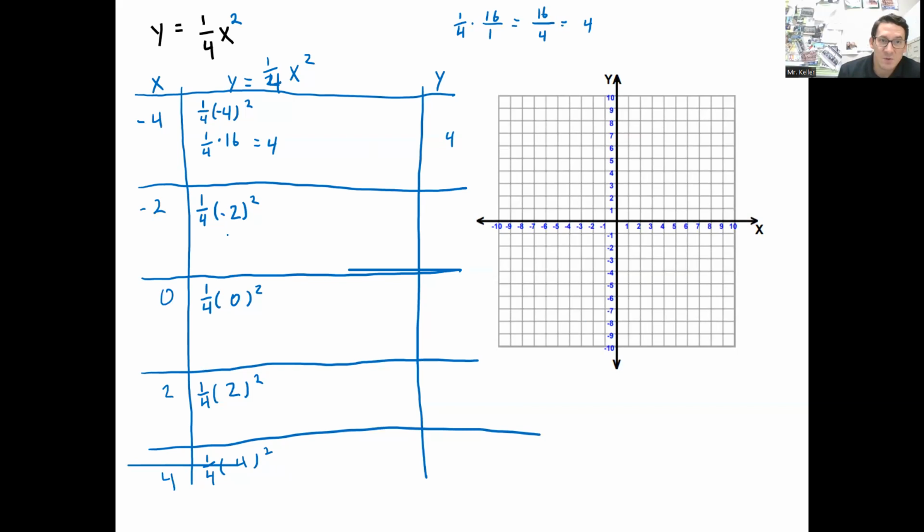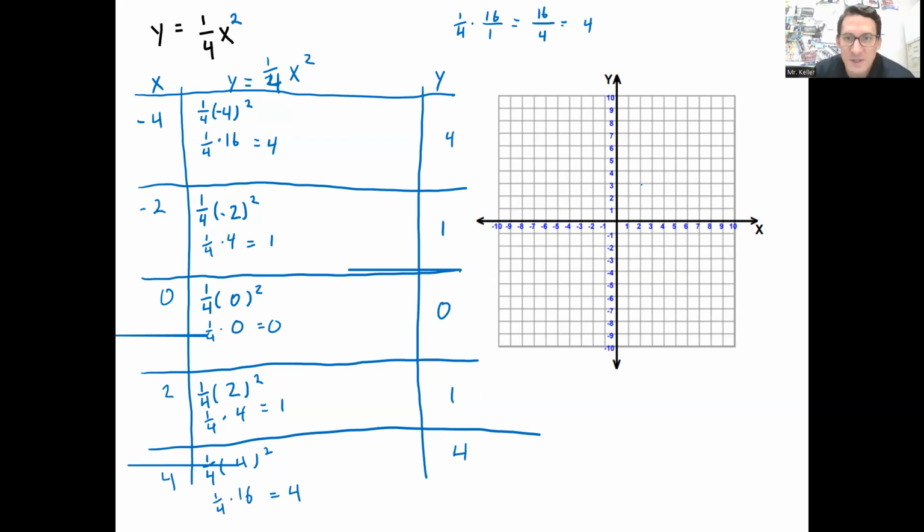So negative 2 squared is positive 4. So 1/4 times 4 is 1. 0 squared is 0, so 1/4 times 0 is 0. And then these are going to be the same as those top two. So 1/4 times 4 is 1. And then 4 squared is 16. 1/4 times 16 is 4.